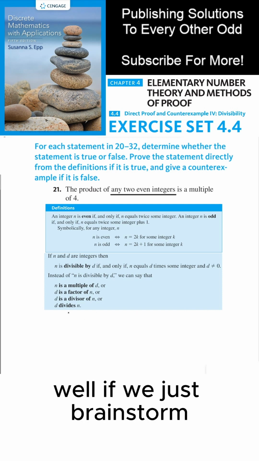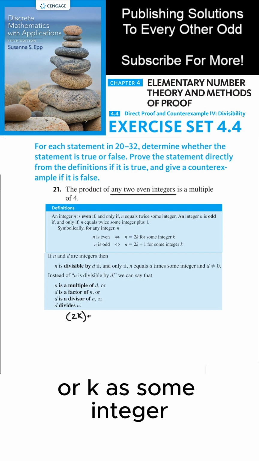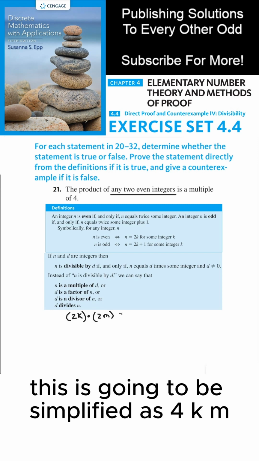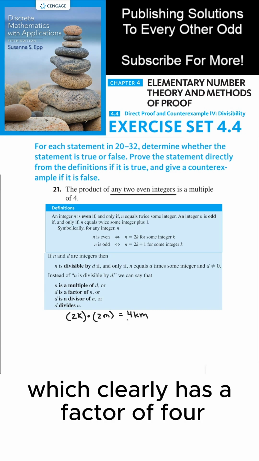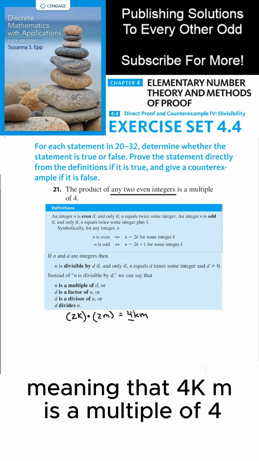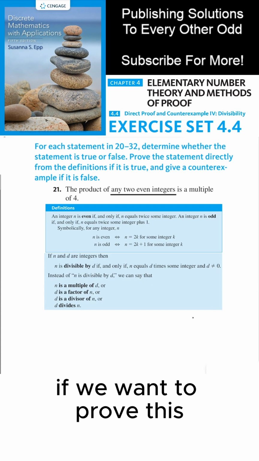Well, if we just brainstorm, if we have one even integer, I'll write it as 2k, where k is some integer, and then another even integer, 2m, where m is some integer, this is going to be simplified as 4km, which clearly has a factor of 4, so it's divisible by 4, meaning that 4km is a multiple of 4. So that's the brainstorming, but let's be formal if we want to prove this.